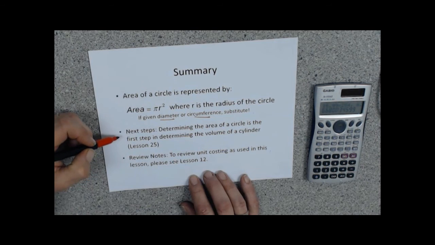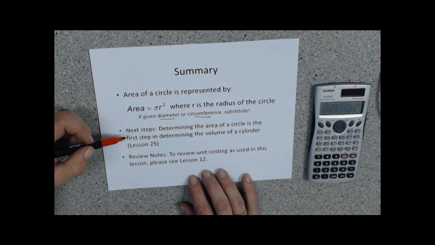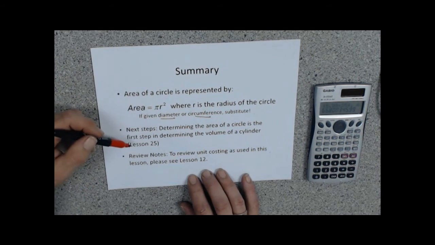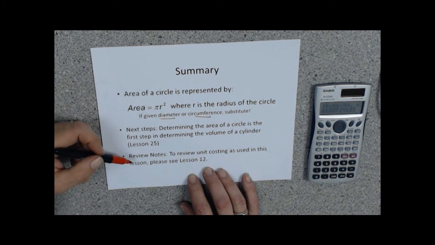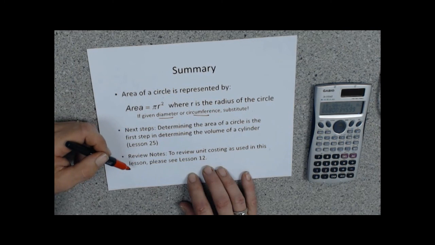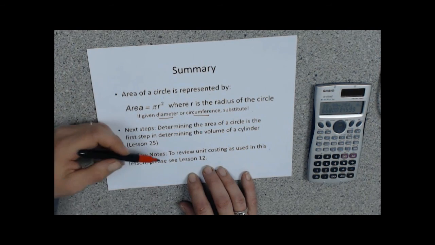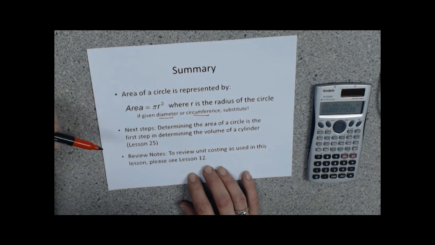Next steps, things that we might do in the future to keep in mind: determining the area of a circle. That's going to be the first step in lesson 25 when you get around to determining the volume of a cylinder. Very similar calculation, and you'll see that in lesson 25. And also, as I said before, if you need to review the material that we did when we determined the unit costing, we did that way back in lesson number 12. So you might want to review that if this was a challenge for you.